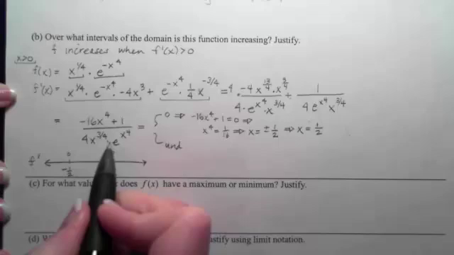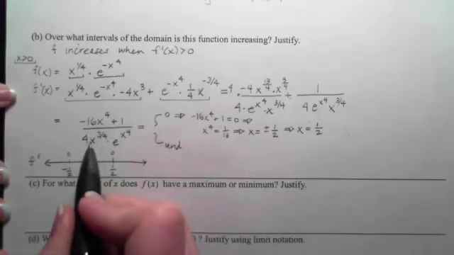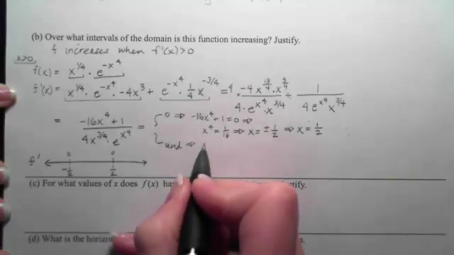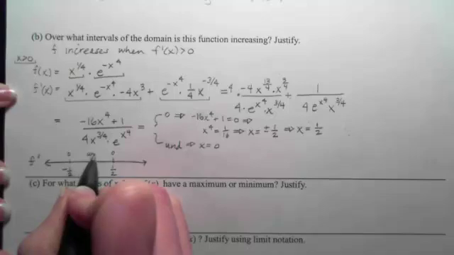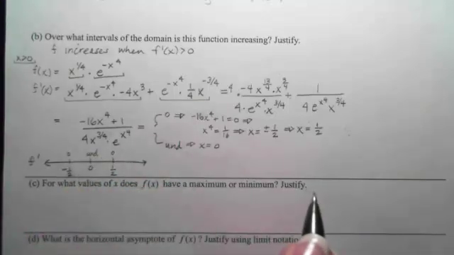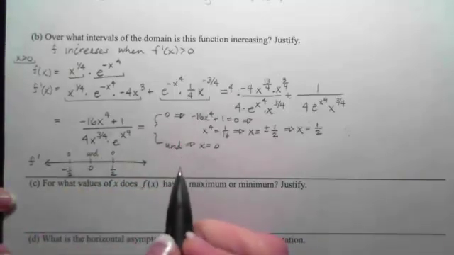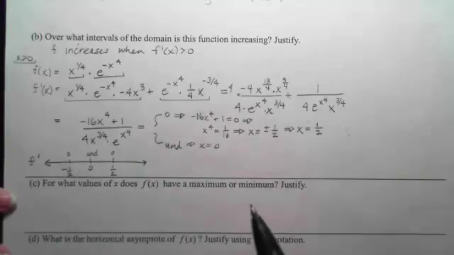Now we also have some undefined stuff going on. So here we can see that when the bottom is 0, that will occur when x is 0. So at x equals 0, we have an undefined slope. So how do we figure out the nature of that undefined?